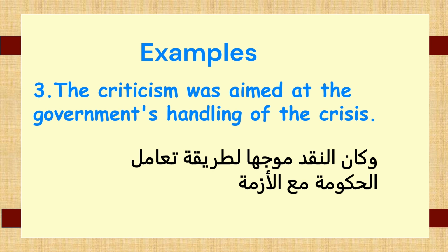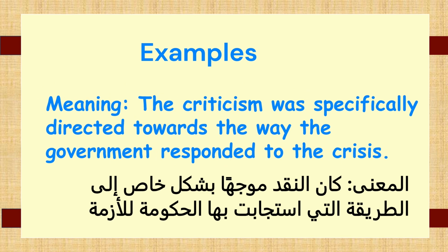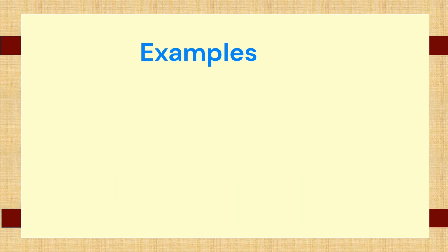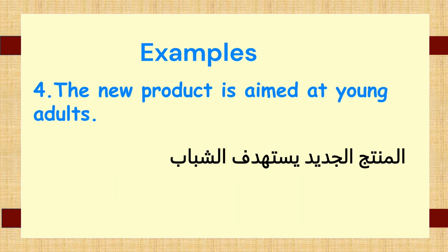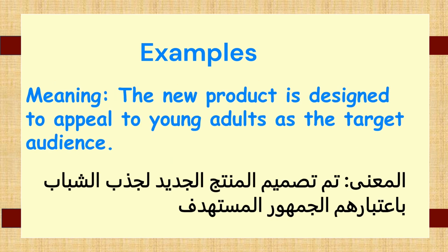3. The criticism was aimed at the government's handling of the crisis. Meaning, the criticism was specifically directed towards the way the government responded to the crisis. 4. The new product is aimed at young adults. Meaning, the new product is designed to appeal to young adults as the target audience.